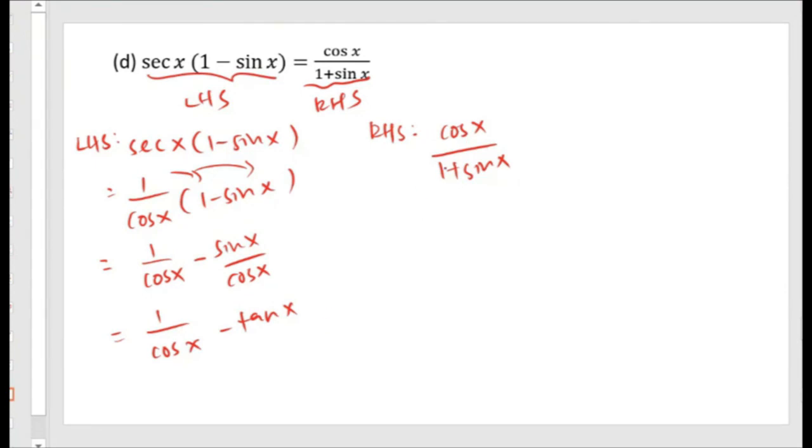How are we going to do this? Cos x over 1 plus sine x. How are we going to do this?